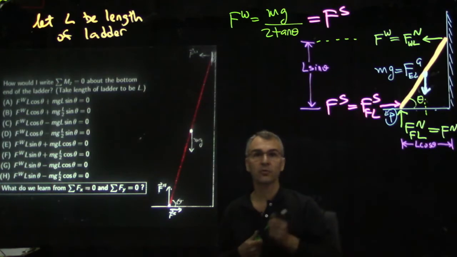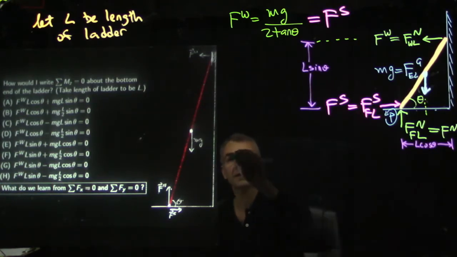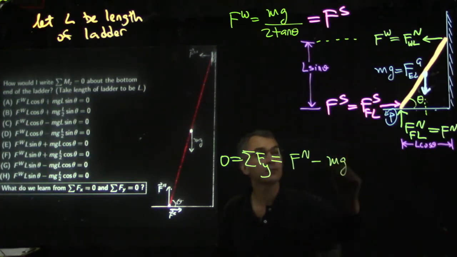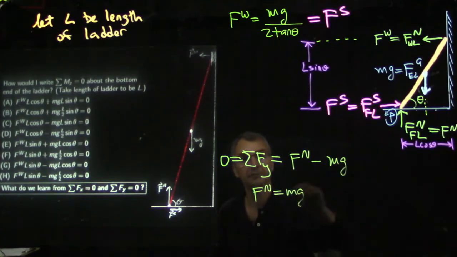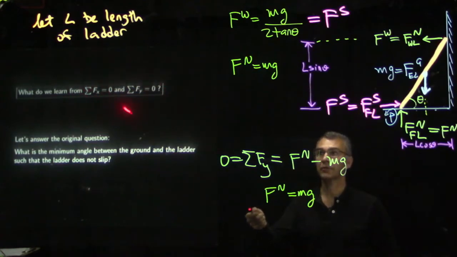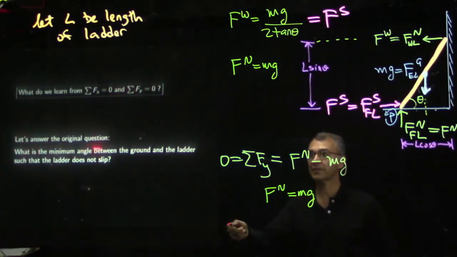Next, we can ask, what does the sum of forces in y give us? 0 equals the sum of the forces in the y direction acting on the ladder. Let's do up minus down. We have F normal upward and gravity downward, so F normal equals mg. What we learn from the sum of forces in x equals 0 is that F static equals F wall, and what we learn from the sum of forces in y equals 0 is that F normal equals mg.